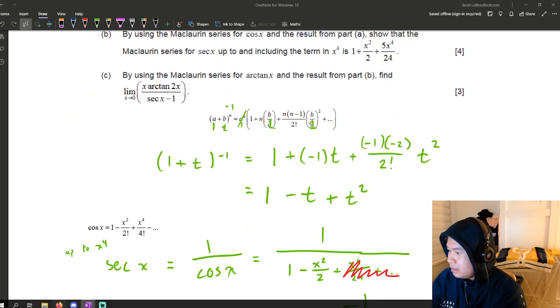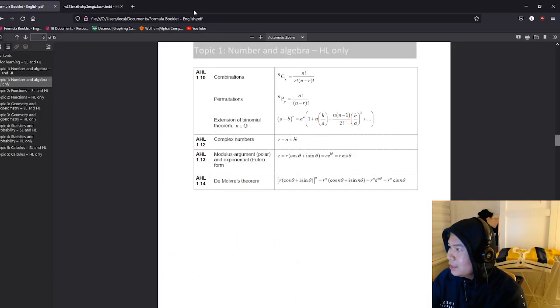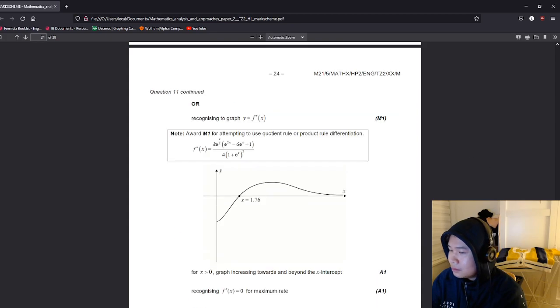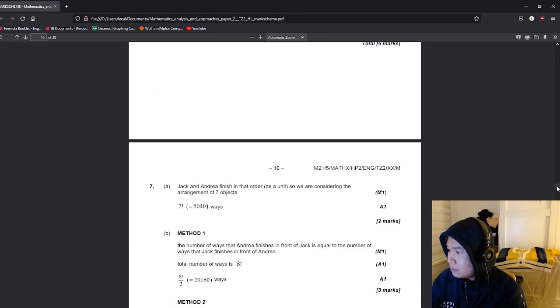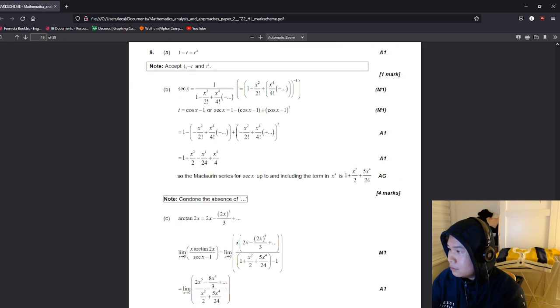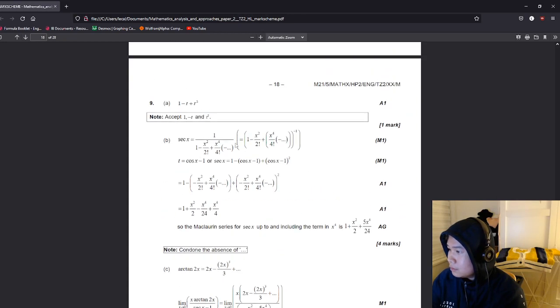Okay, you know what I'm gonna do? Check the mark scheme, which is right here. Oh, I'm done. Okay.